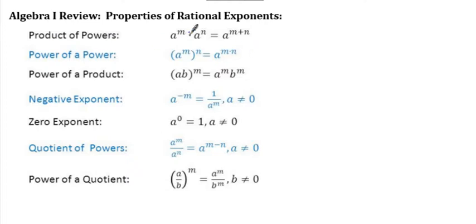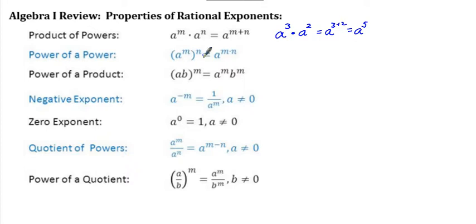So a to the m power times a to the n power is simplified as a to the m plus n. An example of that is a to the third times a squared equals a to the 3 plus 2, or a to the fifth. Okay? So when you see a base to a power times a base to a power, you should add those powers. It's a multiplication problem, but you add the powers.